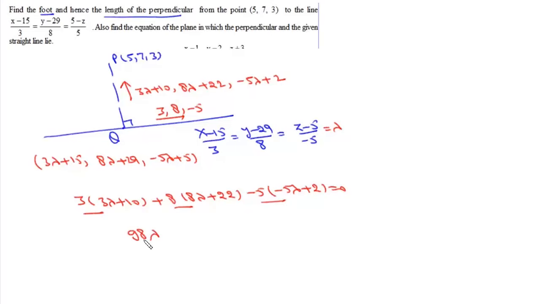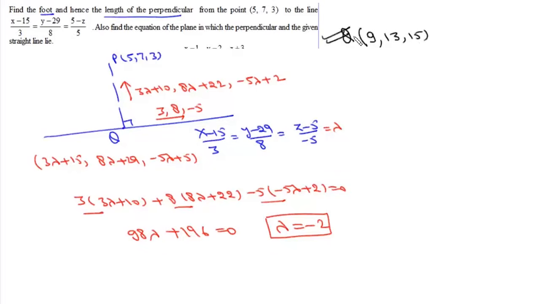And here this value is plus 196 equals 0. Value of lambda here is minus 2. Now once we have this lambda, we can write coordinate of this point Q. So if we put lambda as minus 2, it will be minus 6 plus 15. So it is 9. Now this is minus 16 plus 29, 13, and then 10 plus 5, 15. So coordinate of foot of perpendicular is 9, 13 and 15.